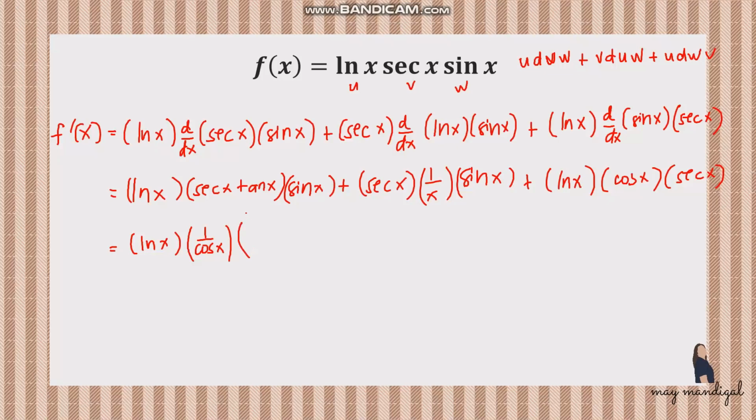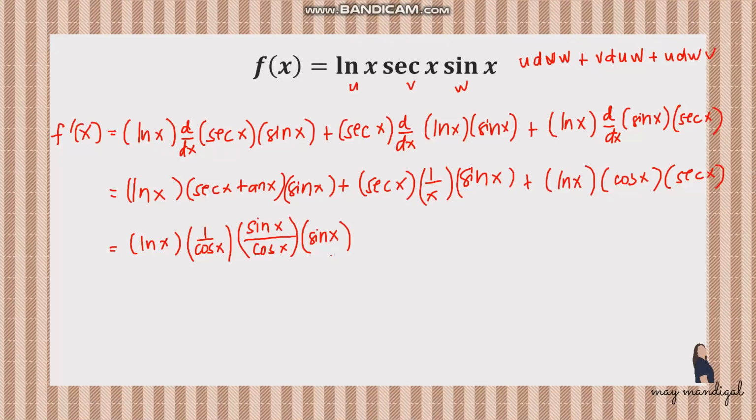And for our tangent, tangent can be written as sine over cosine. So sine of x over cosine of x. And then for sine, we'll just leave it as like that. So sine of x. So let's focus with this one first. So we have, in the denominator, we both have cosine of x. And then for the numerator, we have the sine x. And then we have the ln of x.